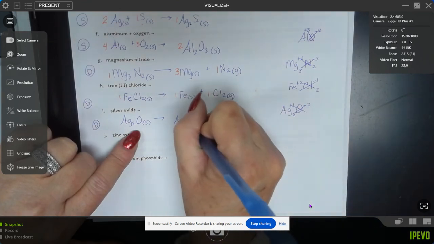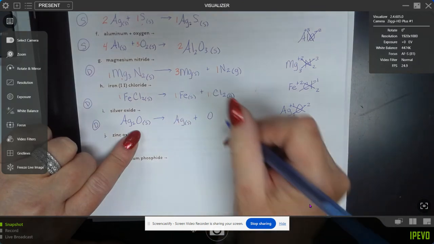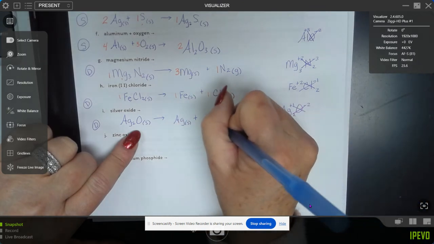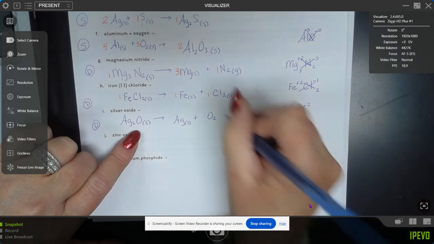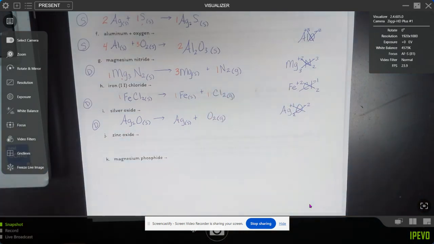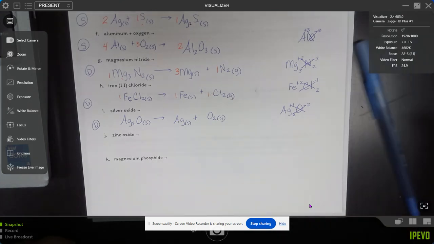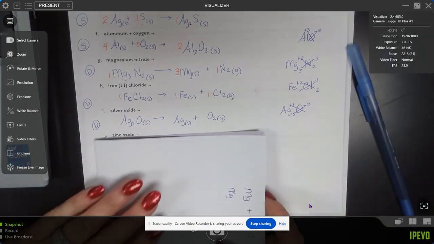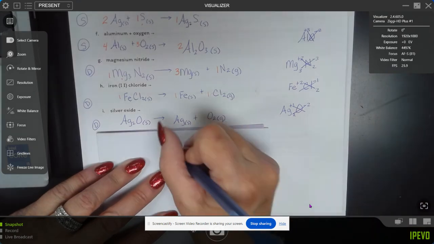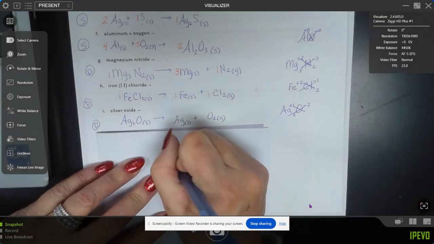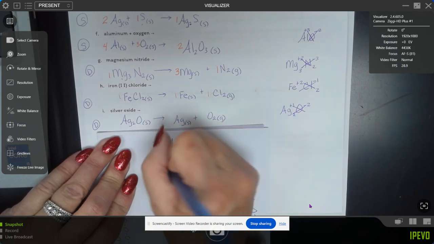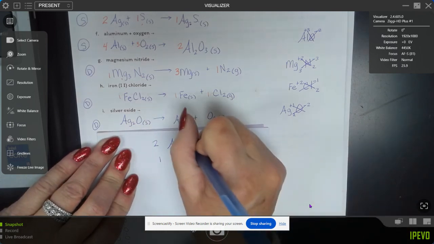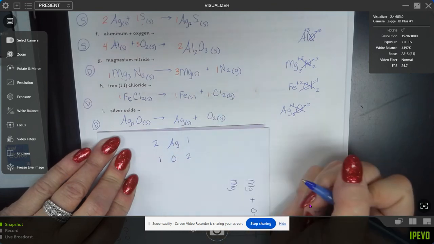Silver is a solid because it's a metal. Oxygen is one of the Haber-Finkel 7 diatomic elements, so it gets a subscript of 2. Oxygen is a gas. All right, so let's see. How does this one balance? We might have to take a minute on this. Let's do the tally method. So Ag2O. On this side, I have 2 silver, 1 oxygen. On this side, I have 1 silver, 2 oxygen.